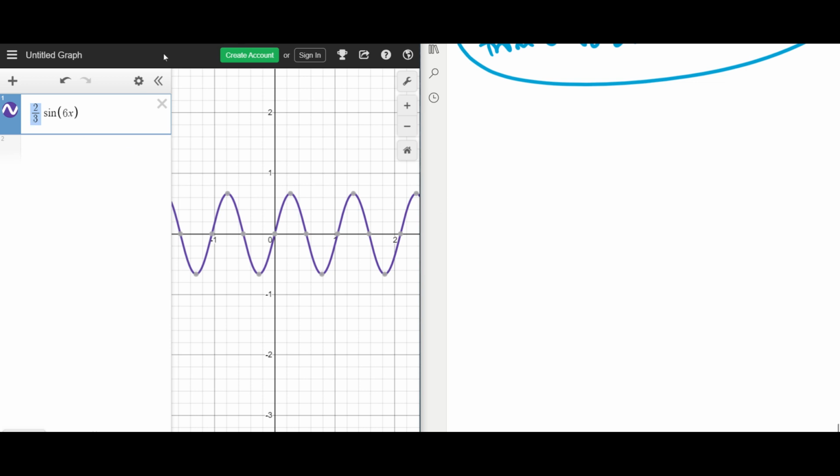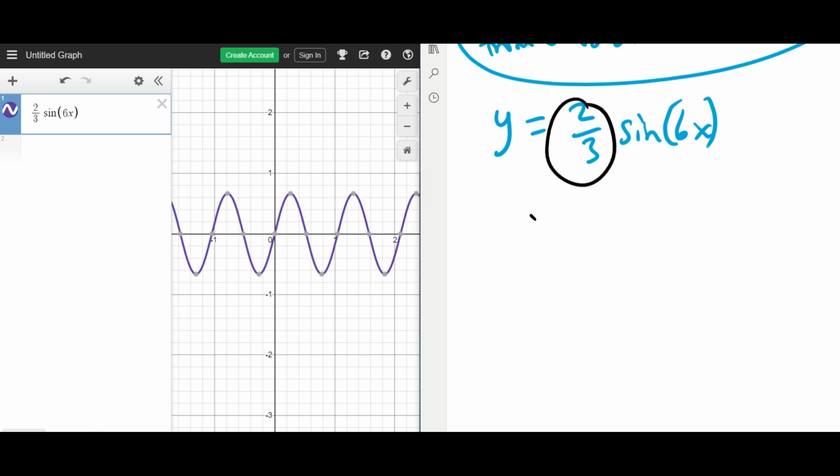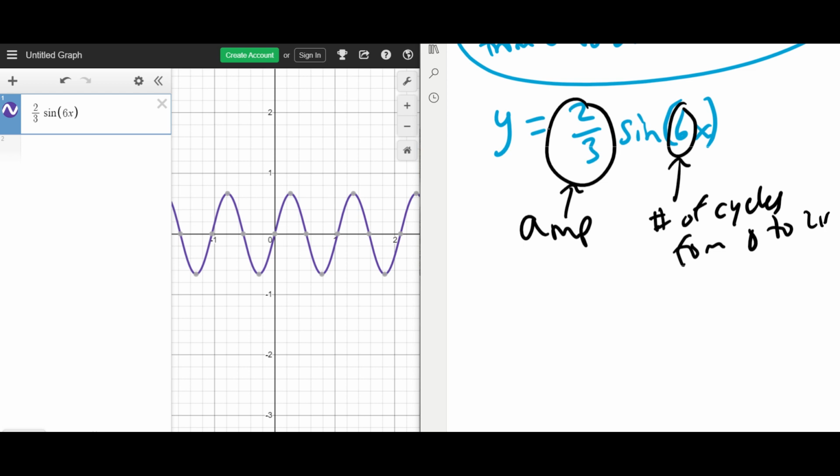So now that we have the function, let's go ahead and write down the actual function itself. Okay, so we have that. The amplitude is 2/3. Now this tells you how many waves we have, so that means the number of cycles from 0 to 2 pi.